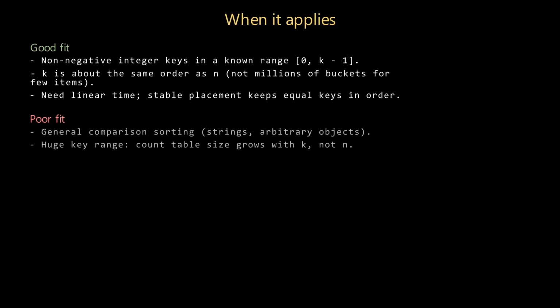Use counting sort when keys are integers in a known range 0 through k-1, and k is not much larger than n. It is stable if we fill the output from right to left. Skip it for general data, floating point keys, or huge ranges where the count table would waste memory.